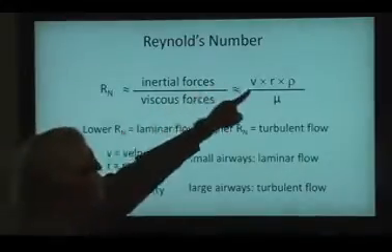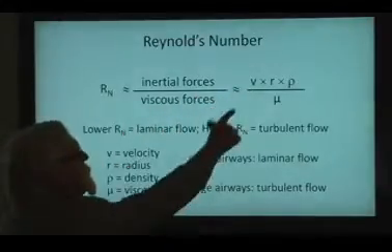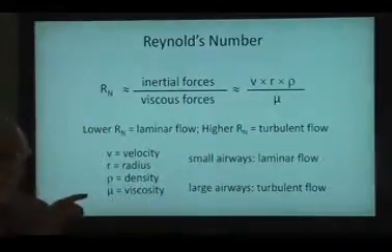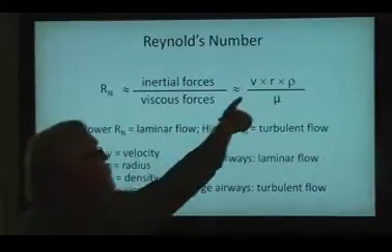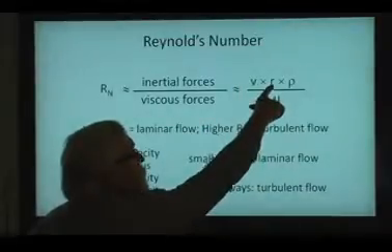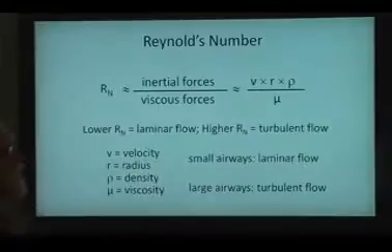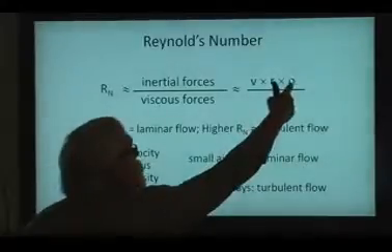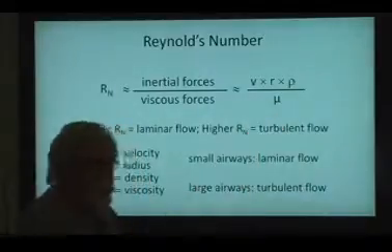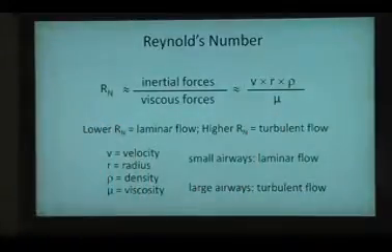So in the numerator of this relationship is V, which is velocity. So it's not flow or volume, it's the velocity at which the gas moves. R is the radius of the tube, or the airway. Rho is density of the gas, and mu is viscosity of the gas.